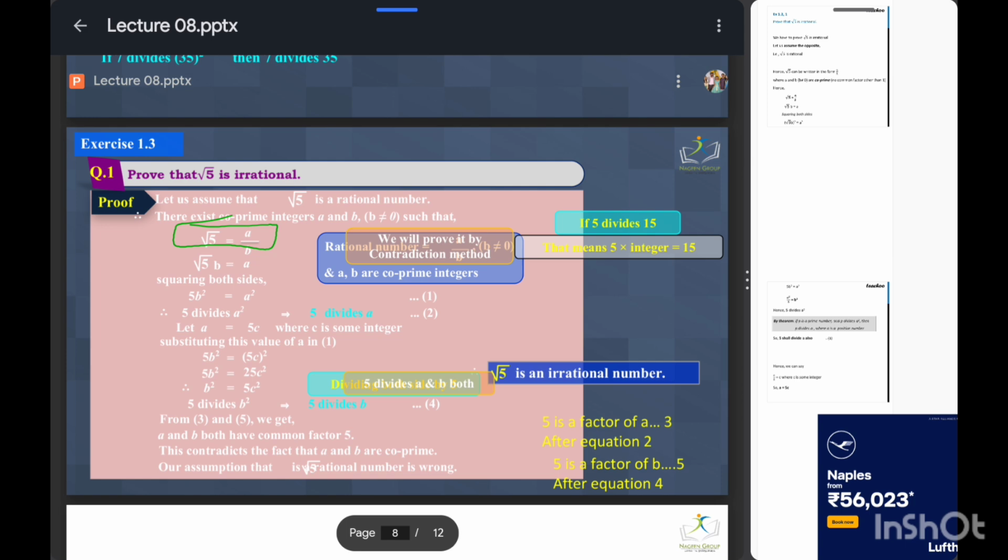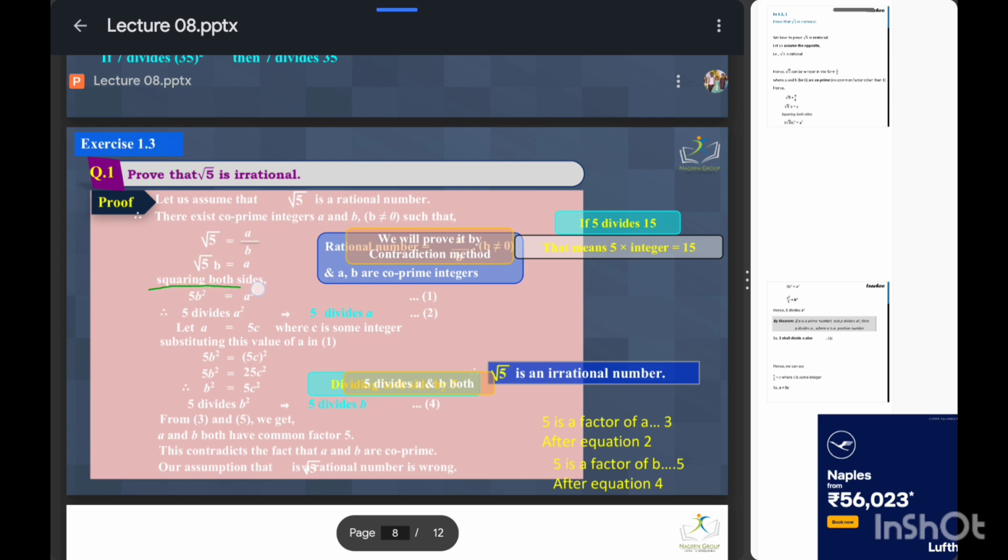Here root 5 is equal to a by b. Here we have to take that root 5 is equal to a by b. Then cross multiply, shift this b to be multiplied with root 5. So you will get root 5 into b equals a.